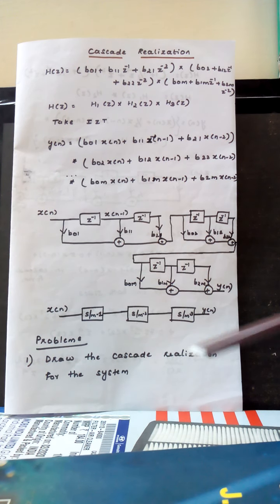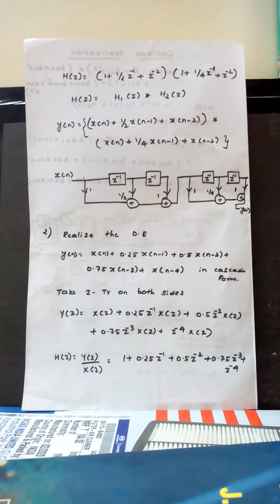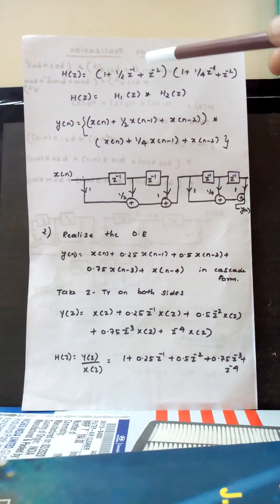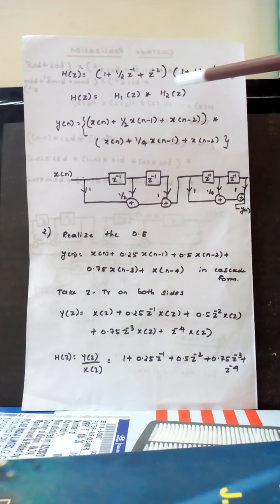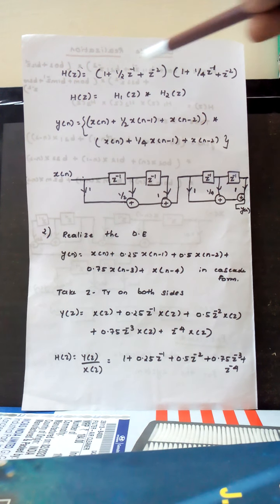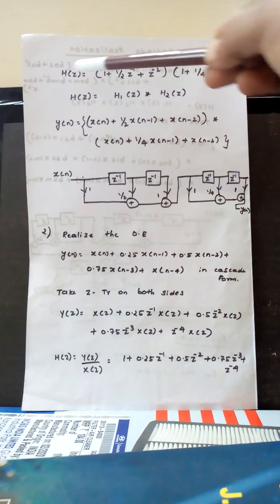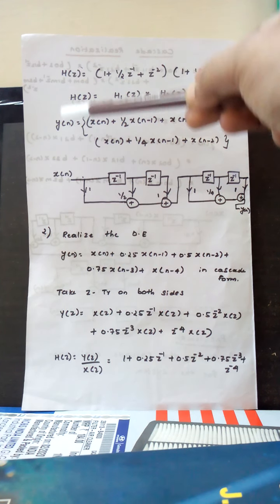Draw the cascade realization for the system where H of z equals 1 plus 1 by 2 into z to the power of minus 1 plus z to the power of minus 2, multiplied with 1 plus 1 by 4 into z to the power of minus 1 plus z to the power of minus 2. So we can take this as the first system H1 of z, and this as the second system H2 of z. For H of z, we can write Y of z divided by X of z.